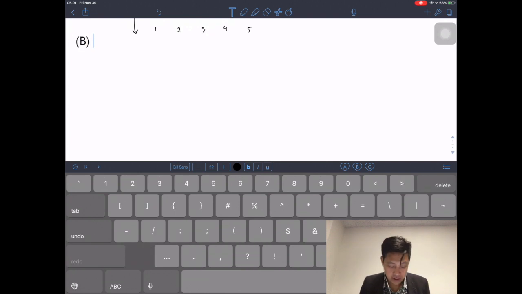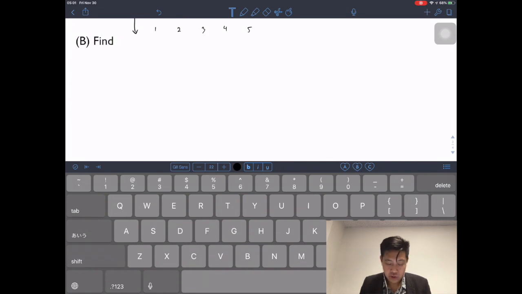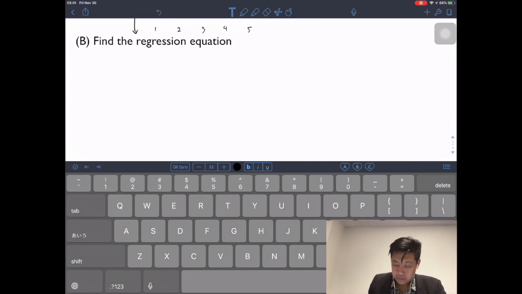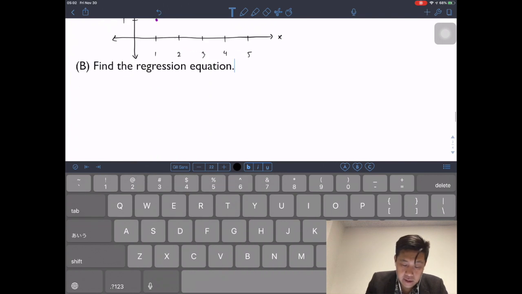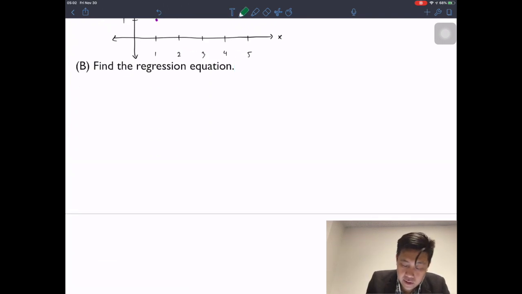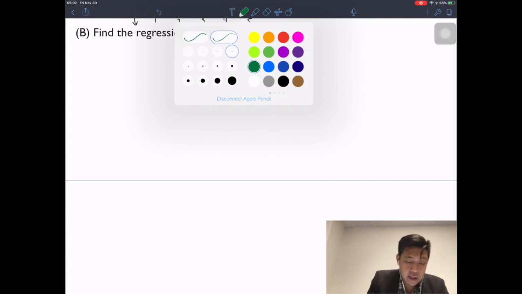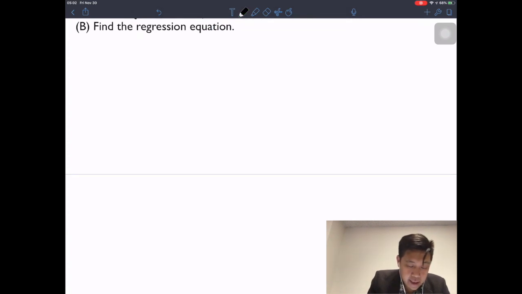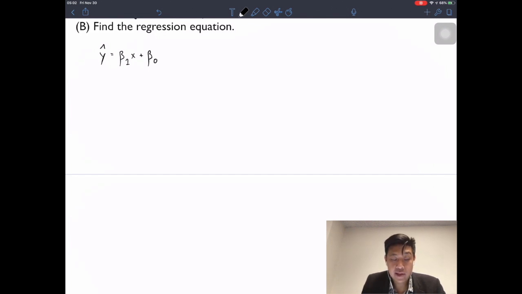So you'll normally get something like "find the regression equation." Now, depending on which textbook you're looking at, I've come to use this equation because it's quite standard. It's not the standard, but you get y hat equals beta 1 x plus beta naught, or beta 0. And this is, of course, the general equation for a simple linear regression.